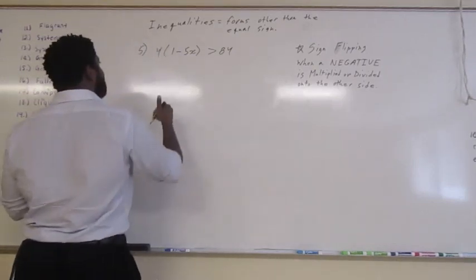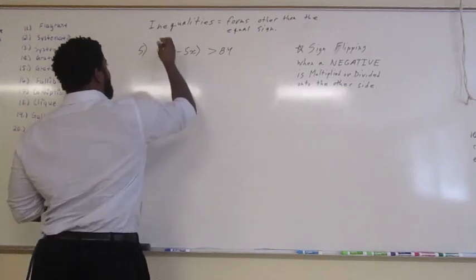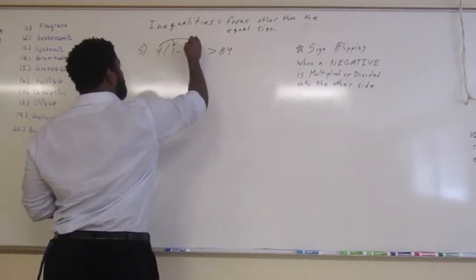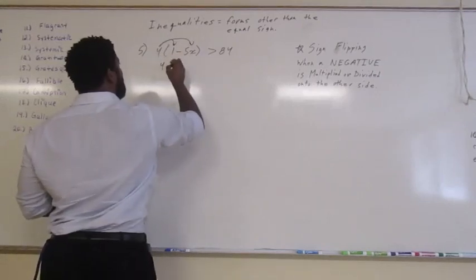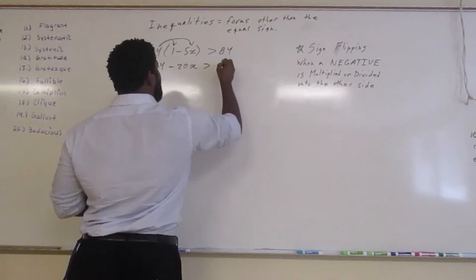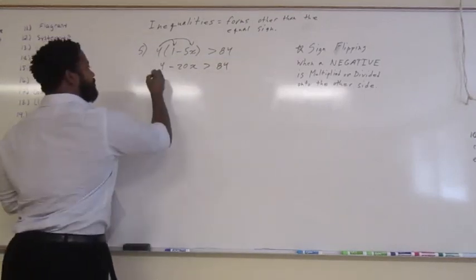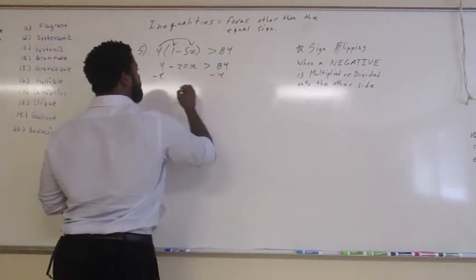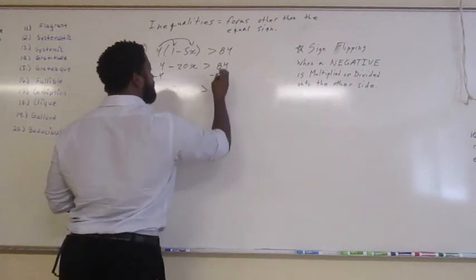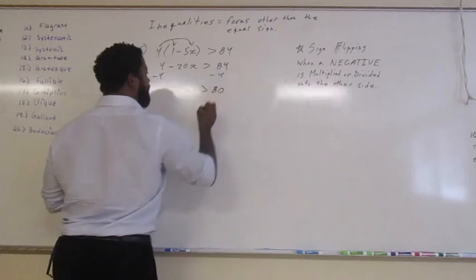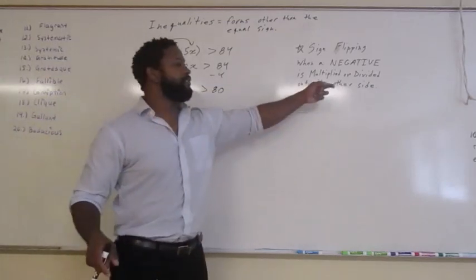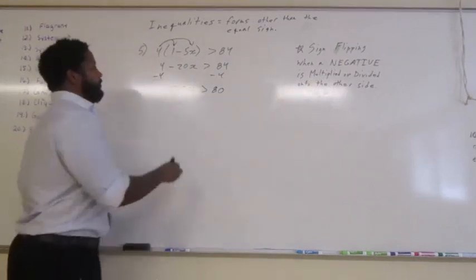Okay, so obviously you still solve this the same way. We have 4 minus 20x is greater than 84. Subtract that 4 to the other side. Negative 20x is greater than 80, right? Now, this is where this thing comes into play, okay?